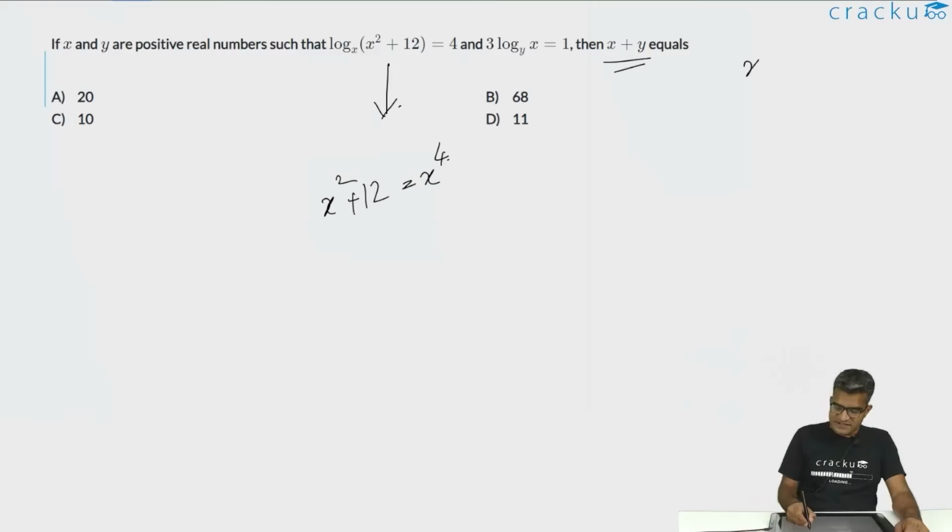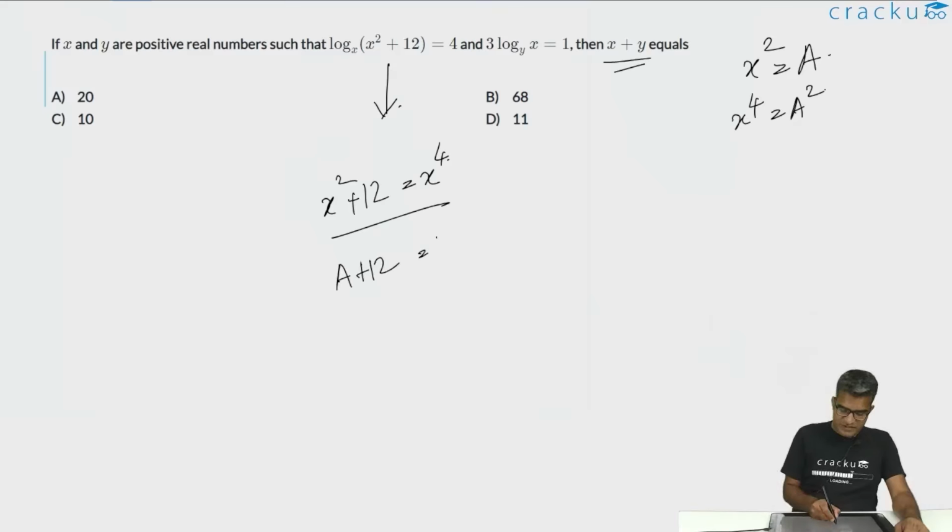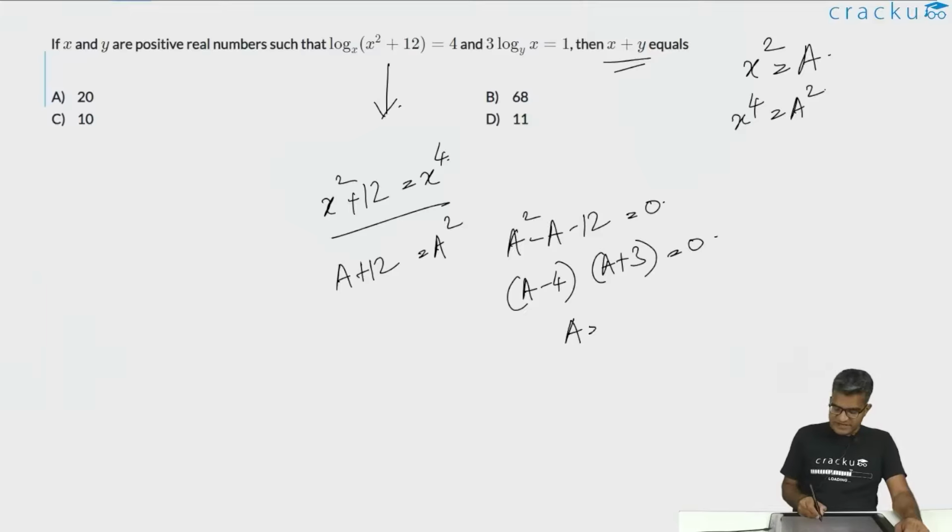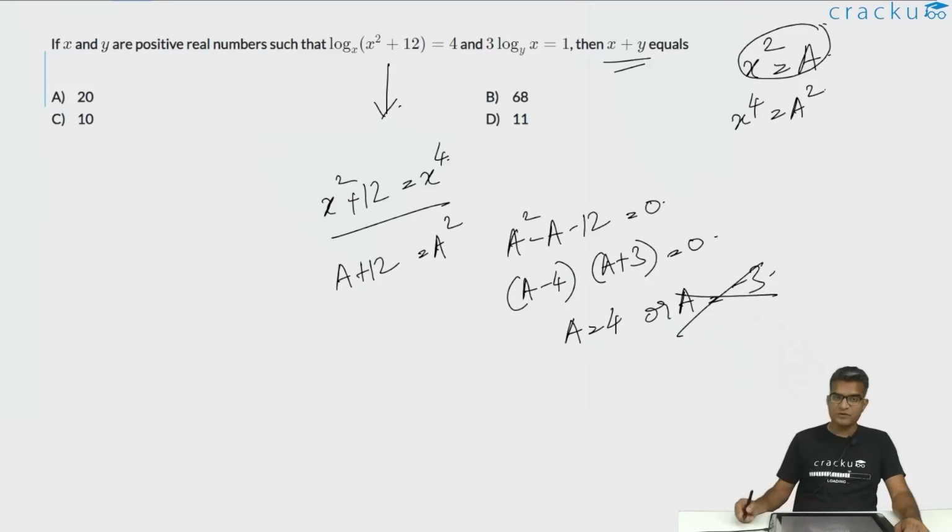We can factorize this. Let us assume that x square is equal to a. Therefore, x to the power 4 is equal to a square. So this equation essentially becomes a plus 12 is equal to a square, or a square minus a minus 12 is equal to 0. This would imply that a minus 4 into a plus 3 is equal to 0. So the value of a is either equal to 4 or the value of a is equal to minus 3. A is x square, so it cannot be negative. So this is not true. So x square is equal to 4. So either x is 2 or minus 2.